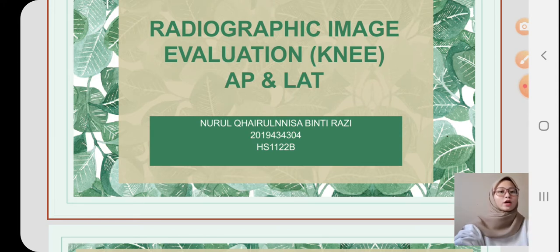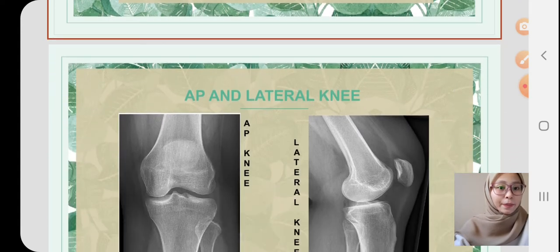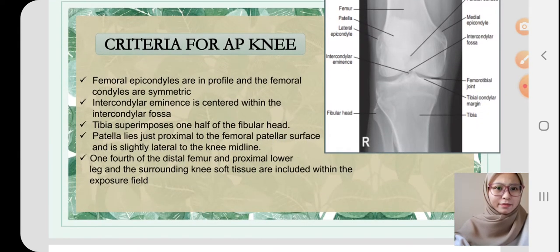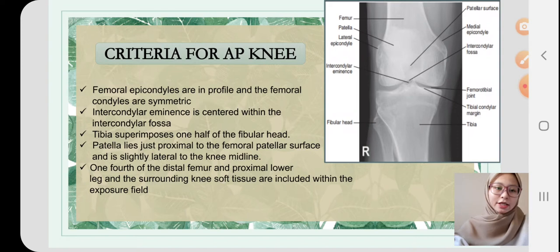Okay, we move on with the AP knee. What are the criteria for the AP knee? The criteria are, first, the femoral epicondyles are in profile and the femoral condyles are symmetric.